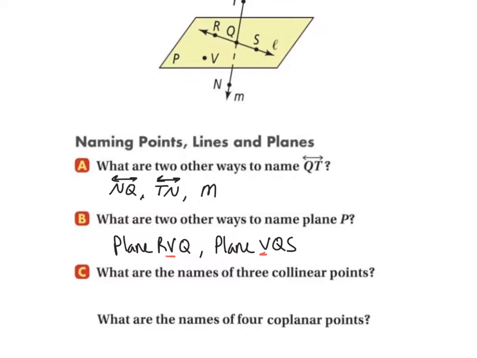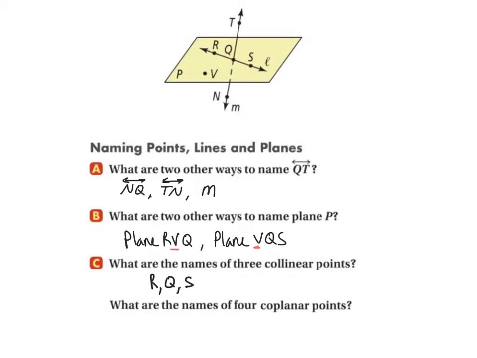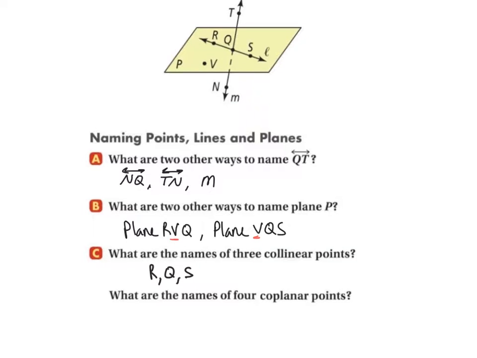Part C: what are the names of three collinear points? I already answered that in my description for naming the plane. That's points R, Q, and S. R, Q, and S are collinear points. And then they ask, what are four coplanar points? Points that are on the same plane. I could talk about points R, Q, and S. Not only are they on the same line, but they're also on the same plane. But I can also talk about point V, because point V is still on that same plane, plane P.